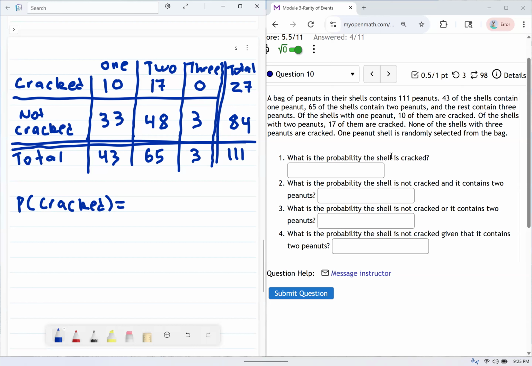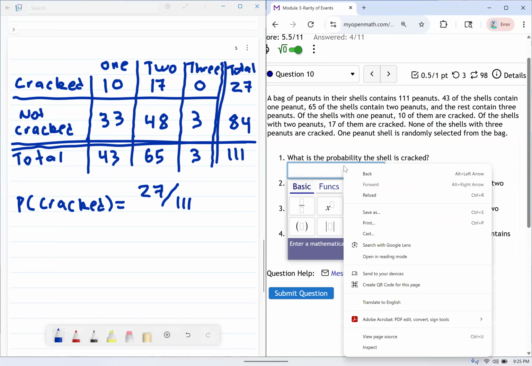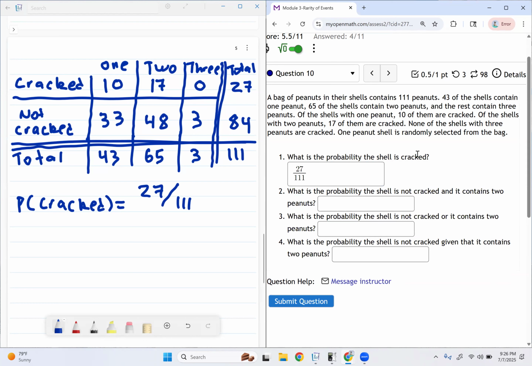This first part asks for the probability of cracked. In total, there were 27 cracked peanuts out of 111 shells. I'm going to try typing these in as fractions here in my open math, and I'll see if it takes them. 27 out of 111.